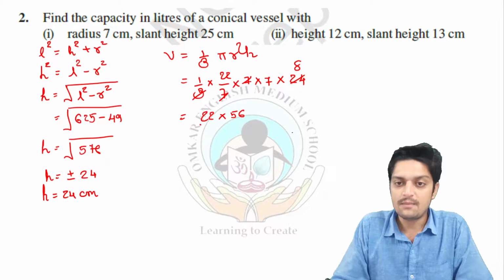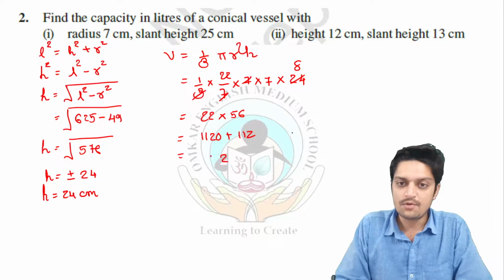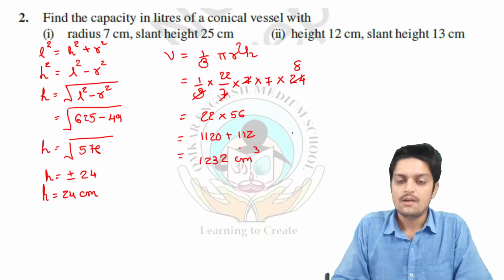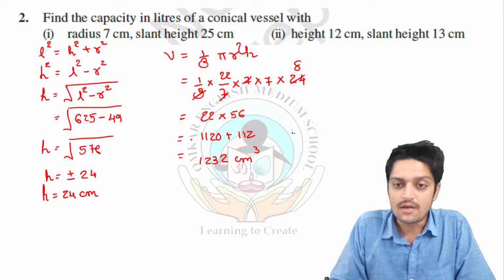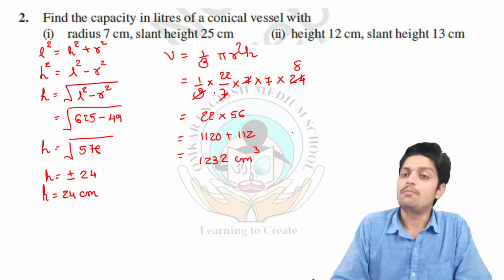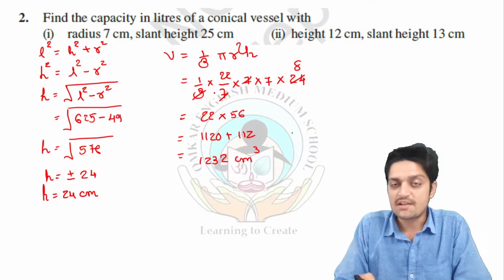Okay, the answer will come in centimeter cube. So if you multiply 22 by 56, 112 tens plus again 112, what will come? 1232 centimeter cube. But still this is not the final answer.